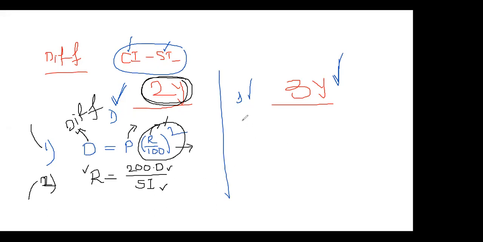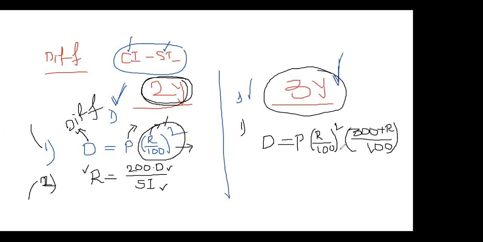Then coming further, the third year. In the third year, the formula is: difference is equal to principal into (R by 100) whole square into (300 plus R) by 100. This is the only formula for 3 years.